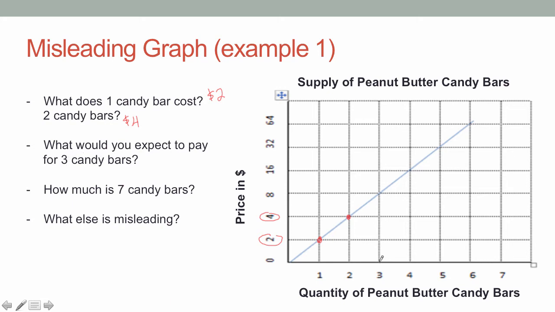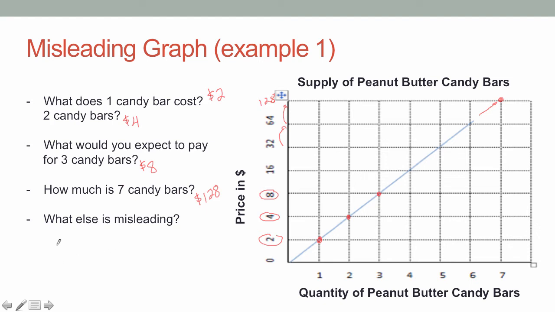However, if I look on my graph, 3, right here, it looks like a nice even jump, but, oh no, it's actually $8. That's a little misleading. It looks like it should be 6, but actually is 8. Well, what about 7? 7 candy bars all the way up here. If I extend my line out, this would be going from another jump. It looks like it's doubling. $128 for 7 candy bars? No, that's no good. Something's really messed up here.